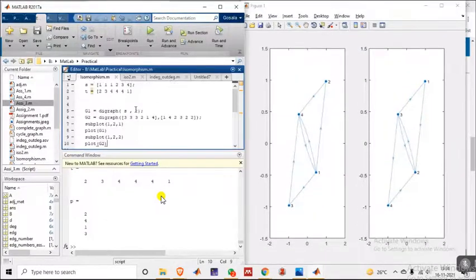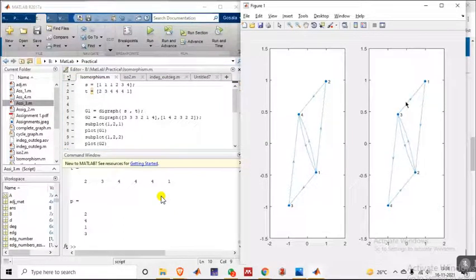So this is graph 2 and this is graph 1. Since I have plotted graph 1 here, first you can see that source 1 is going to 2. Similarly, in graph 2 there is a source vertex 3.